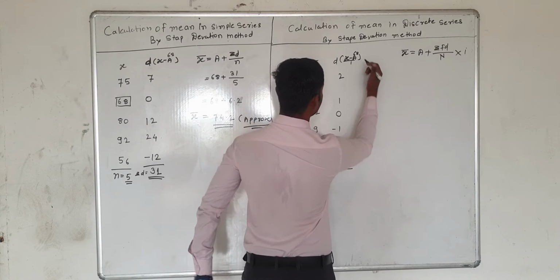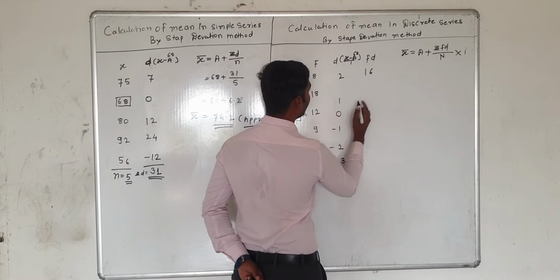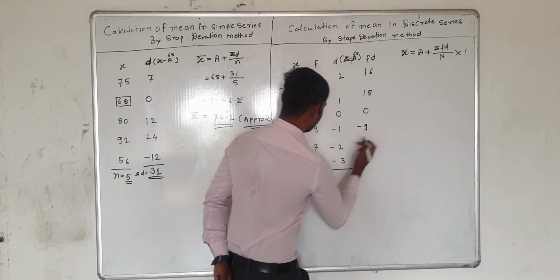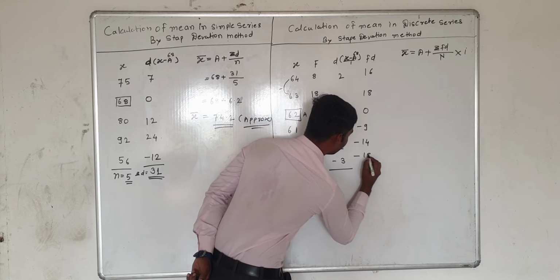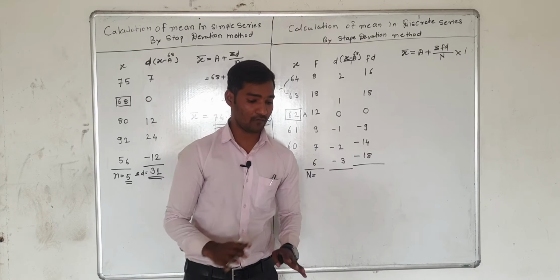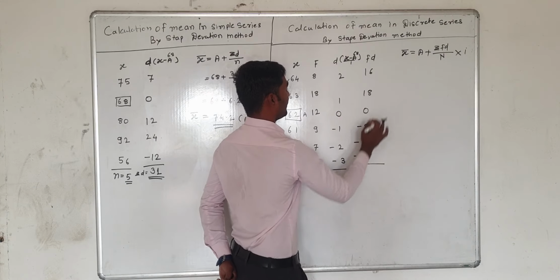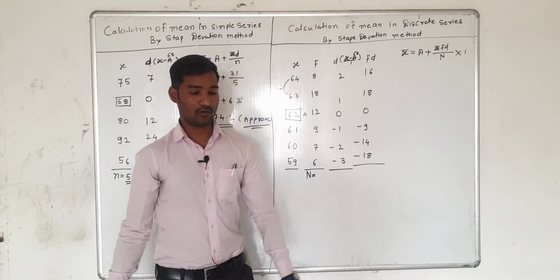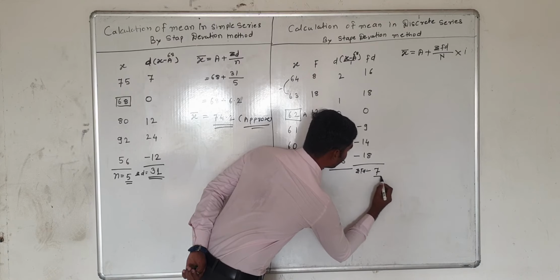So we will calculate FD here. F into D: 8 into 2 is 16, 18 into 1 is 18, 12 into 0 is 0, 9 into minus 1 is minus 9, 7 into minus 2 is minus 14, and lastly 6 into minus 3 is minus 18. Okay, so we got the values of FD. Now we require the summation of FD. So we add and subtract: 16 plus 18 plus 0 minus 9 minus 14 minus 18. The answer is minus 7. Summation of FD equals minus 7.